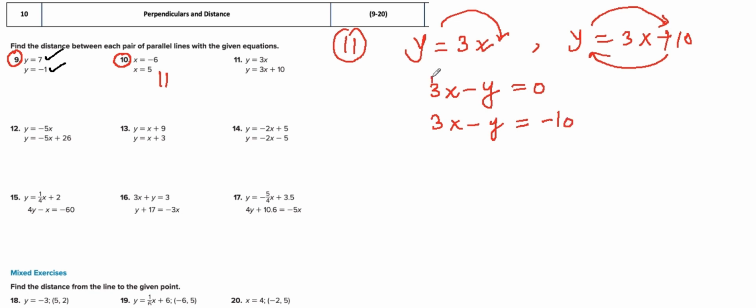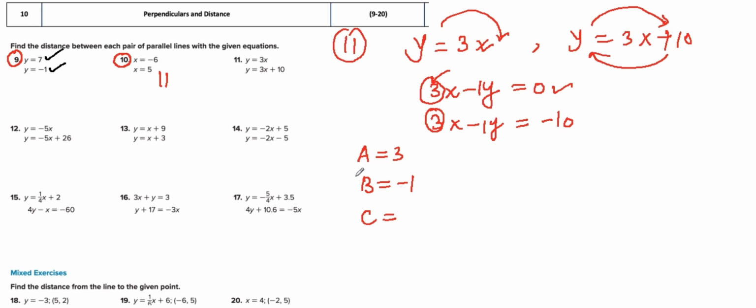Now this is your a and b. So a is 3, the coefficient of x is 3. What is b? b is minus 1, the coefficient of y. And what is c? This is c1, and this is your c1. a1 and b1 are the same, they will always be the same because they are given here.